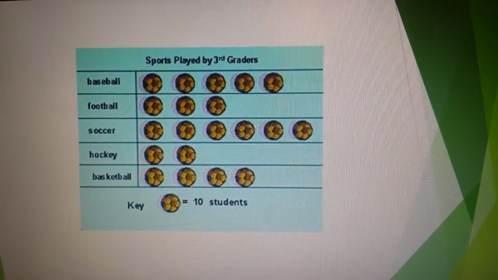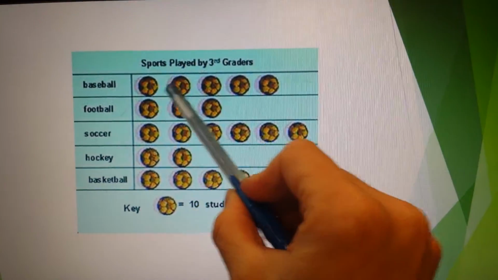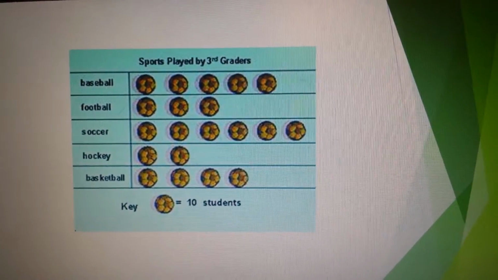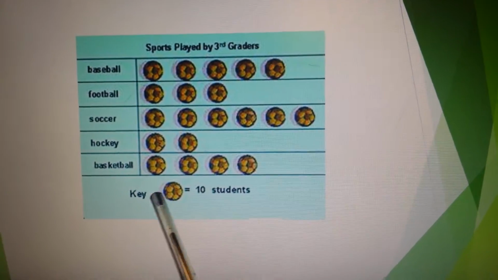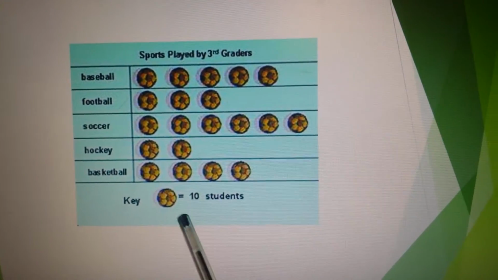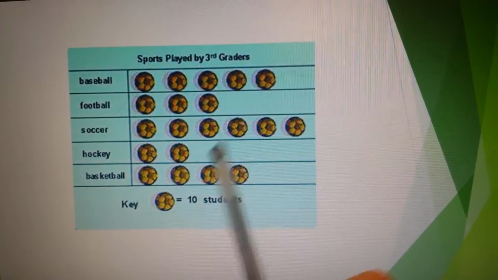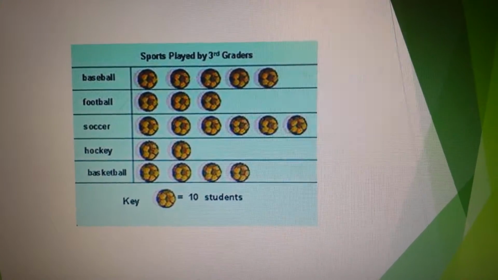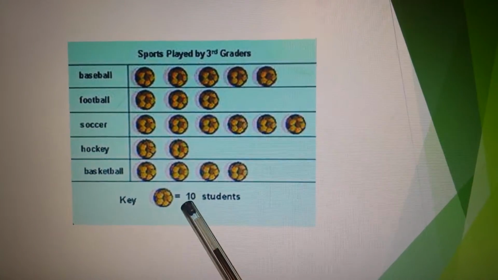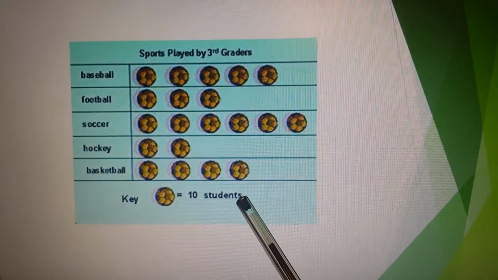The next thing we see are the pictures or symbols. But we can't know what they represent until we look at the key. The key tells us how many the picture or symbol represents. In this graph, one ball equals 10 students.